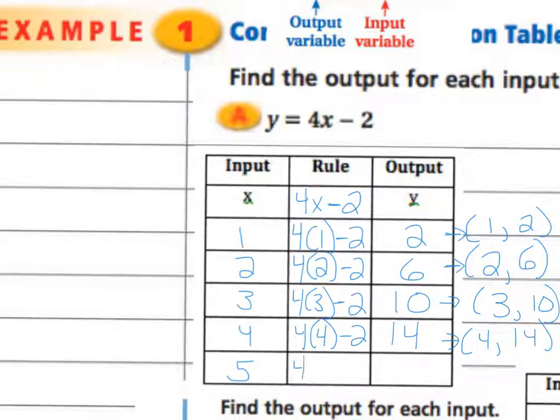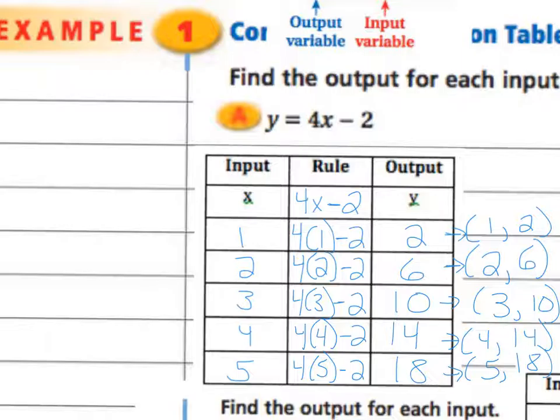And then we have 5. So I'm going to put in 5 for x to see what I get for y. 4 multiplied by 5 is 20, and 20 minus 2 is 18. So when I put in 5 for x, I got out 18 for y.